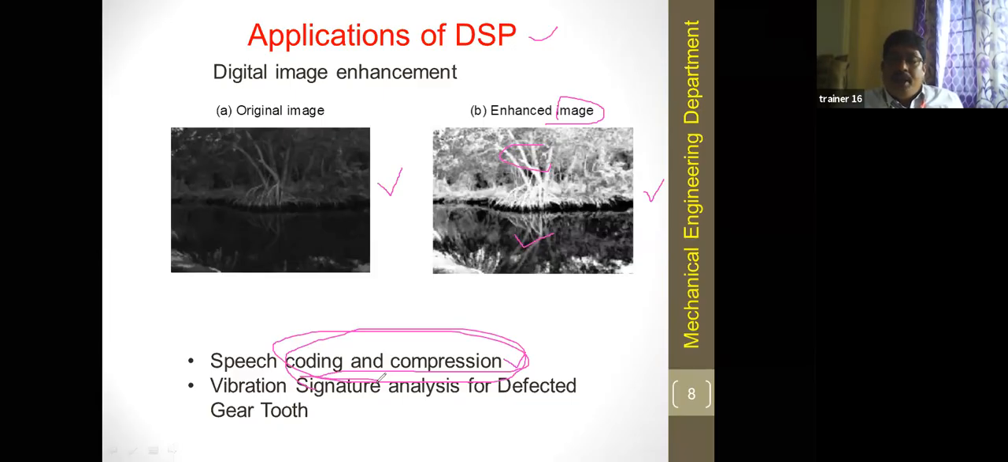So actually one member is already speaking, and that speech we have to go for coding and compression. We can get the output of the speech in a good manner. The next, vibration signature analysis for defected gear tooth.